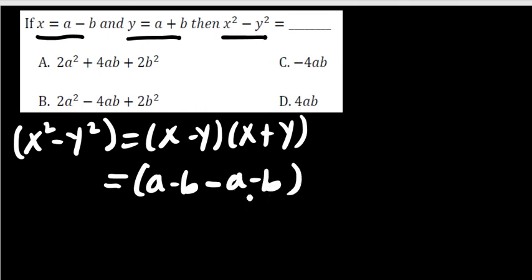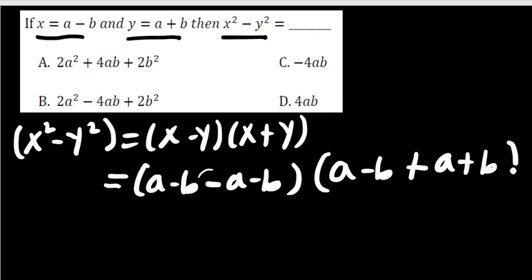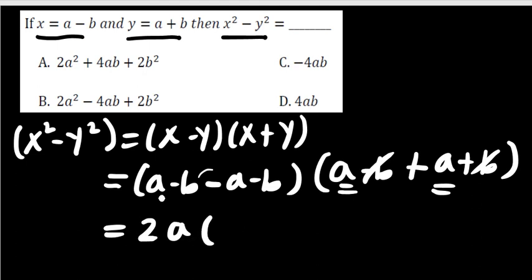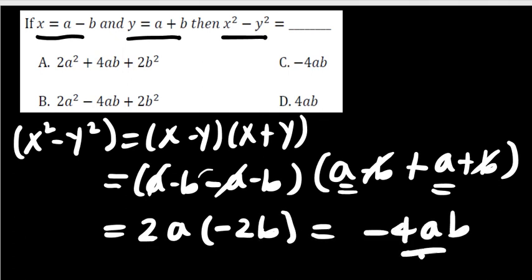It's going to be minus minus, because the negative is for both. Again, the second bracket, x plus y, means the x is a minus b plus the y is a plus b. Here minus b and b cancelled, and just a plus a will be 2a left. The other bracket here, a minus a cancelled, minus b will be negative 2. So when you multiply, it's going to be negative 4ab. So the answer is found in C. Here it is.